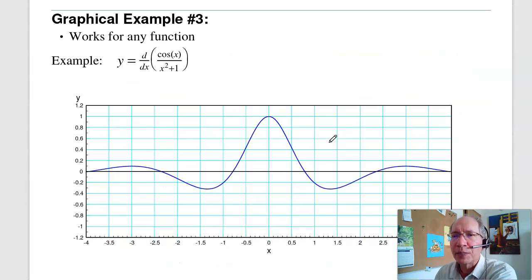Third example. Find the derivative of cosine of x over x squared plus 1. Now this is one, if you've had calculus 1, it's still kind of hard to find. But using graphical method, it's not too bad. What I would do is where it's flat, the derivative is 0. And let's change the color.